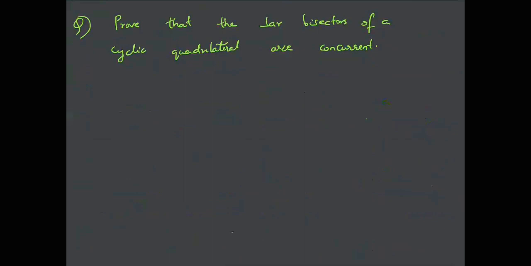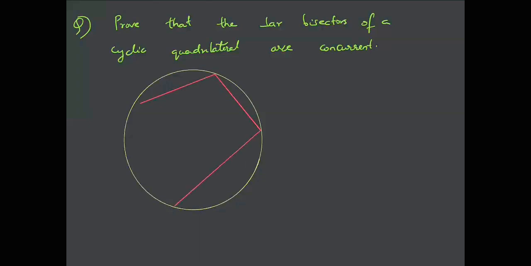It is also a pretty straightforward one. So let us take a cyclic quadrilateral. ABCD is a cyclic quadrilateral, right? You need to prove that the perpendicular bisectors of all four sides are concurrent. It means all these four lines meet at the same point. So we know that the perpendicular bisector of any chord passes through the center.